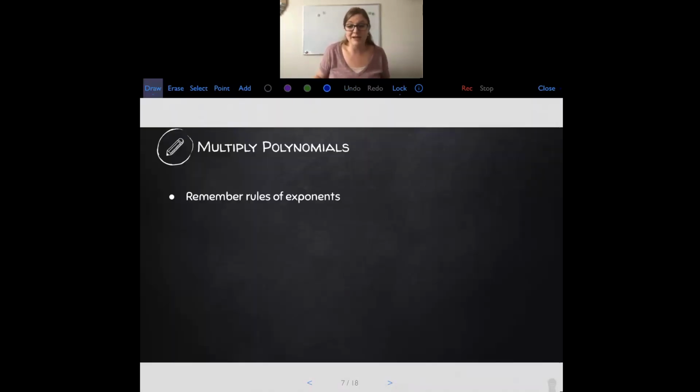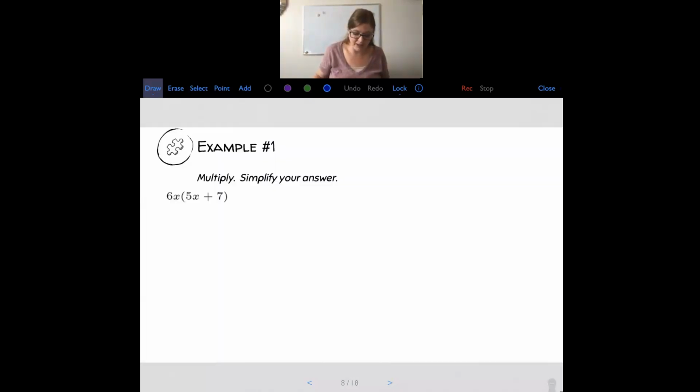So when we're multiplying polynomials, that's the next set of topics that we'll talk about, we have to remember our rules of exponents that we talked about previously. Okay, so in this first one, multiply and simplify your answer so that 6x is being multiplied to the 5x and to the 7, or it distributes to the 5x and the positive 7.